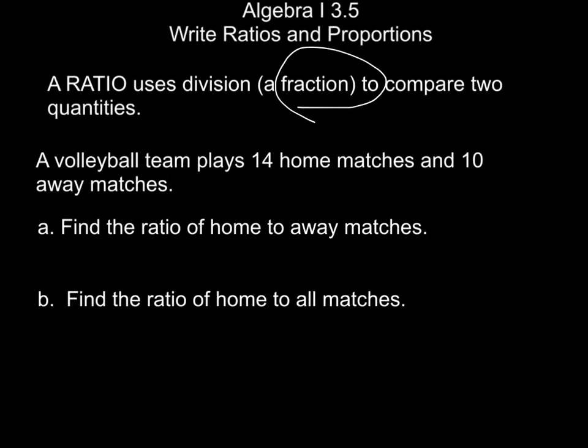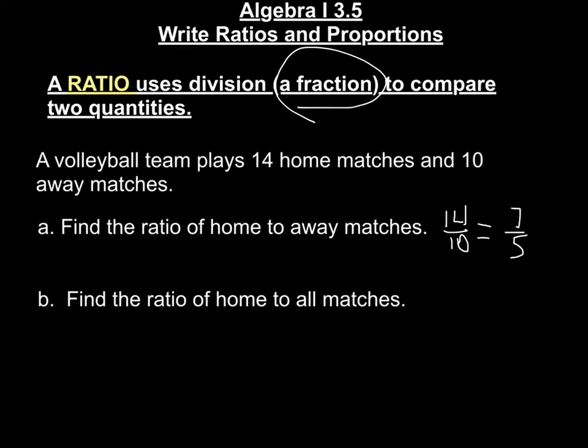A volleyball team plays 14 home matches and 10 away matches. If we're going to find the ratio of home to away, that's just a fraction, 14 to 10. Now we want to simplify that to lowest terms, so we'll divide both of those by 2, and we'll get 7 over 5. So there you go, that's your ratio.